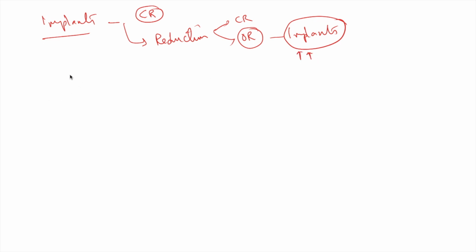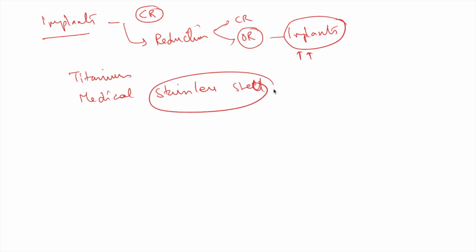What material are these implants usually made of? They're usually made of titanium or medical grade, special stainless steel which is rust resistant, stainless steel which does not rust. This is very important.